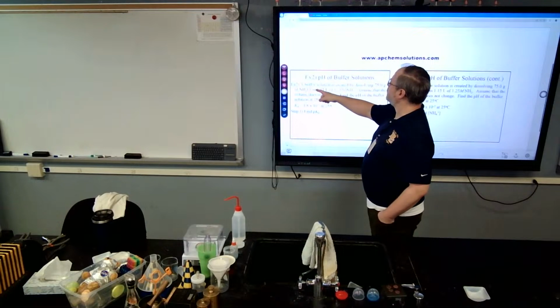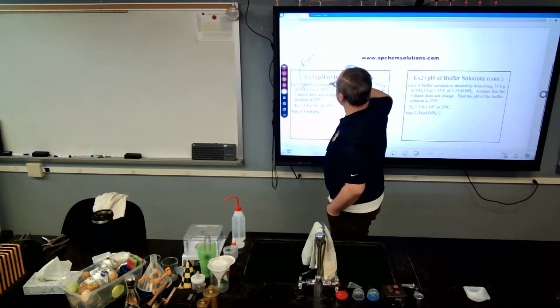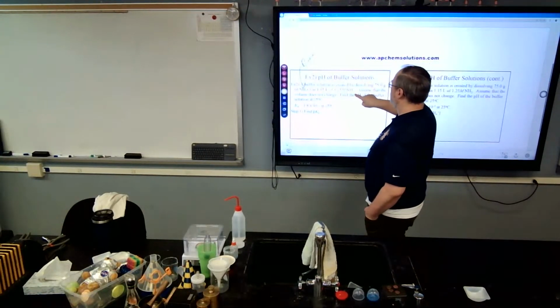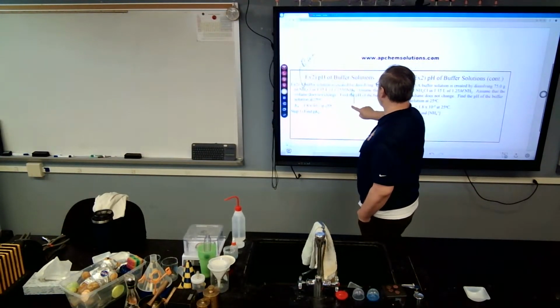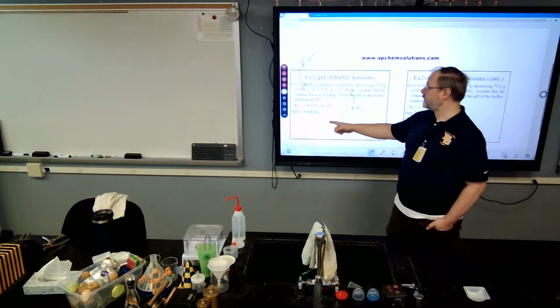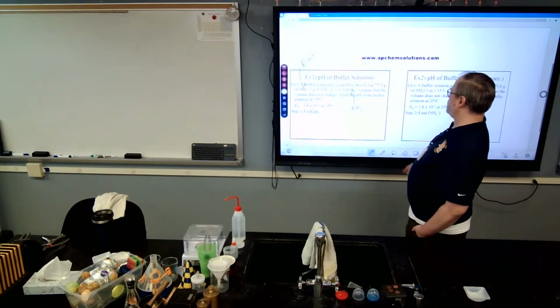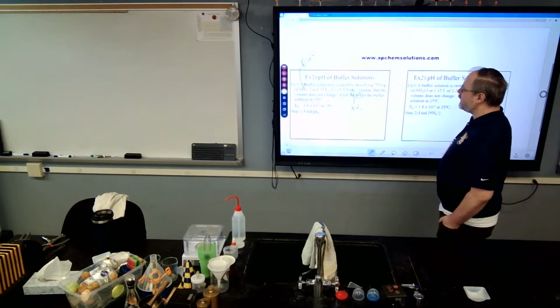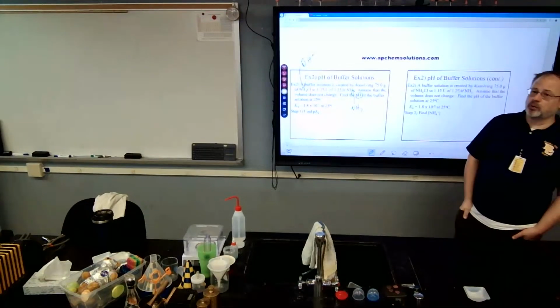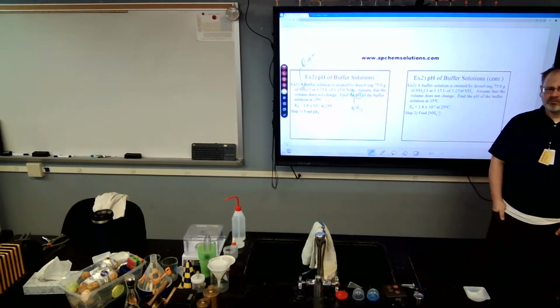Anyway, so 75 grams of ammonium chloride. This is our BH plus, at that concentration per liter. This is our NH3. Kb is given, and pH. All we care about is pH. Okay, cool. So the author in this case wants us to swap everything into the acidic Henderson-Hasselbalch. Let's do it both ways.